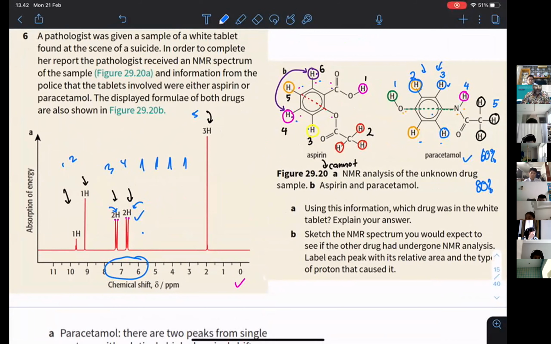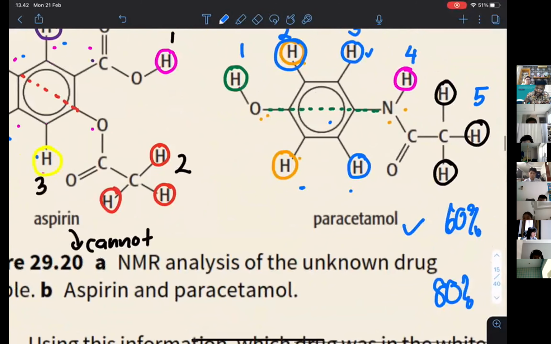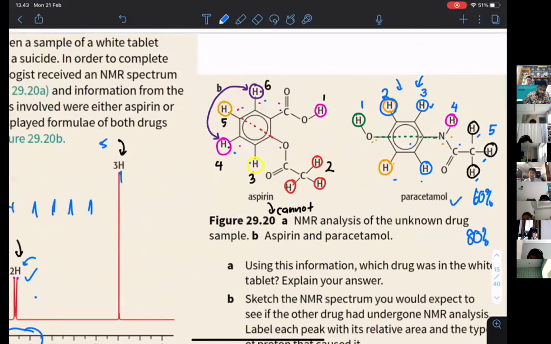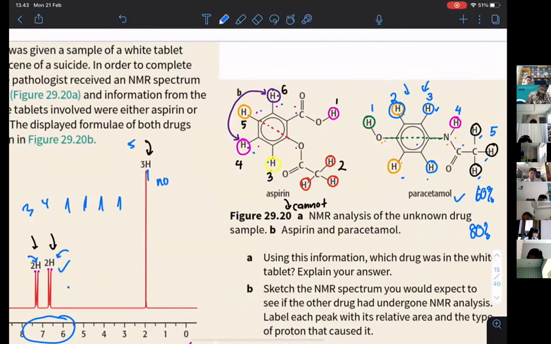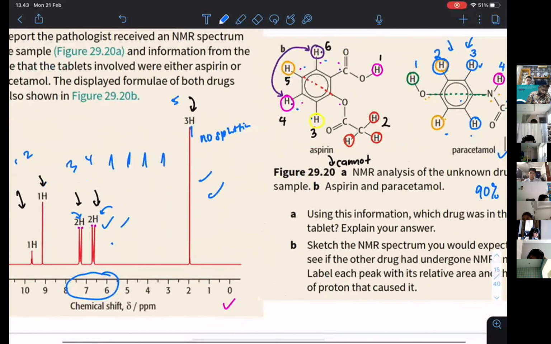Let's see some more. Now, look at the 3 hydrogen, this one, and look at the neighbor. The neighbor doesn't have any hydrogen, so there shouldn't be any splitting. So check whether you have any splitting or not. No splitting. Okay, good. This is now from 80% to 90% sure. I have analyzed this.